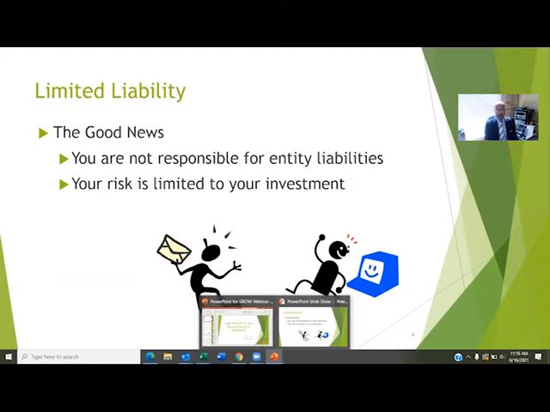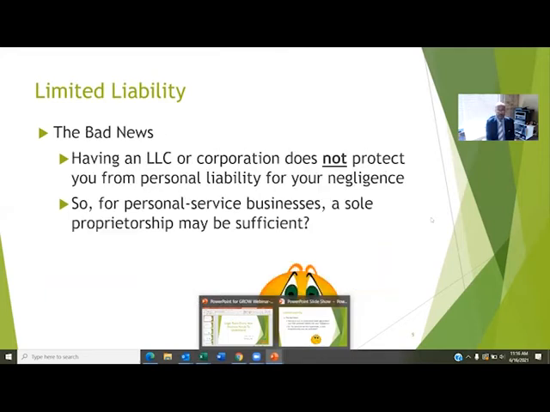The bad news, of course, in addition to what you'll see on this slide, is that it does not protect you from personal liability for your negligence. So again, if you are operating a business, but you do something outside the scope of the business to cause injury or damage to someone, the LLC is not going to protect you anyway.